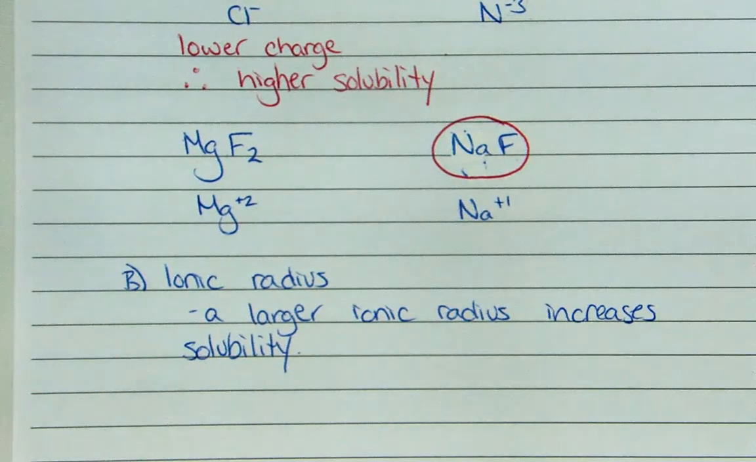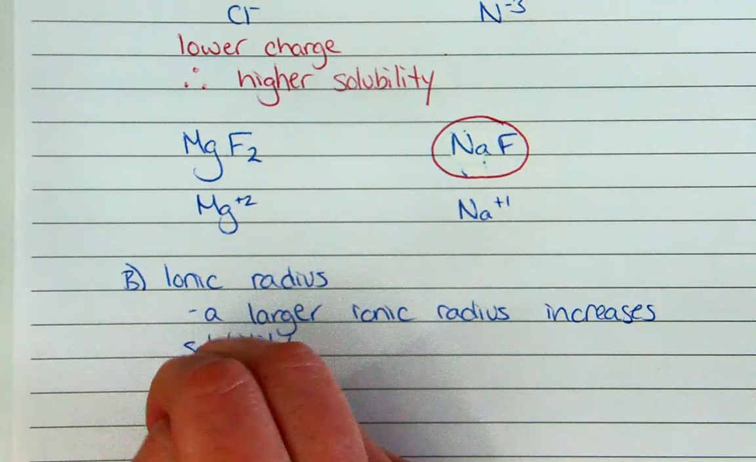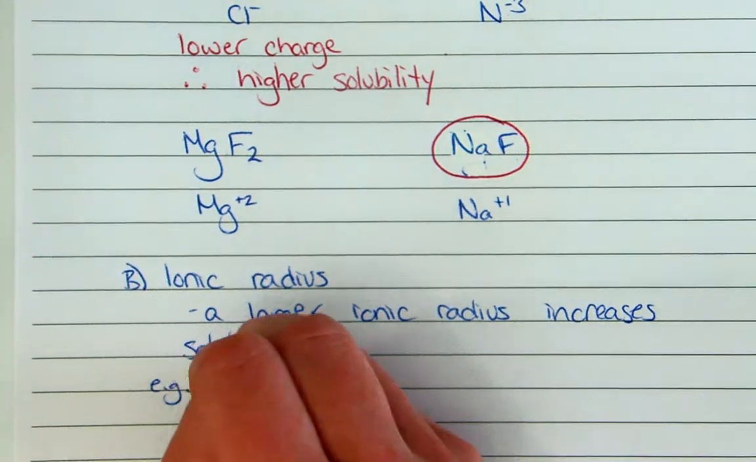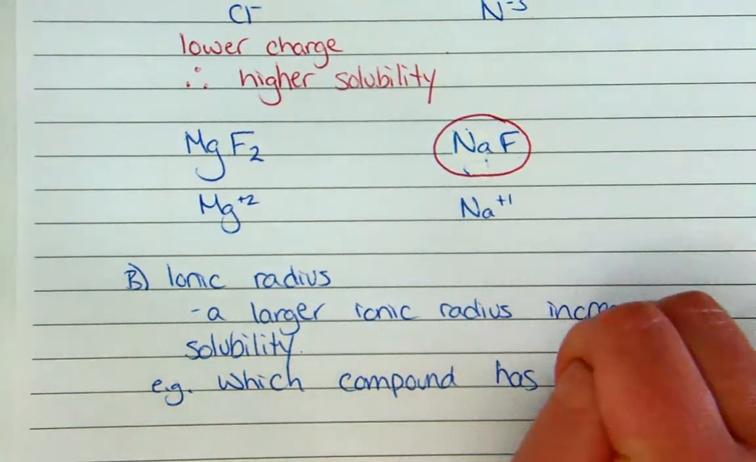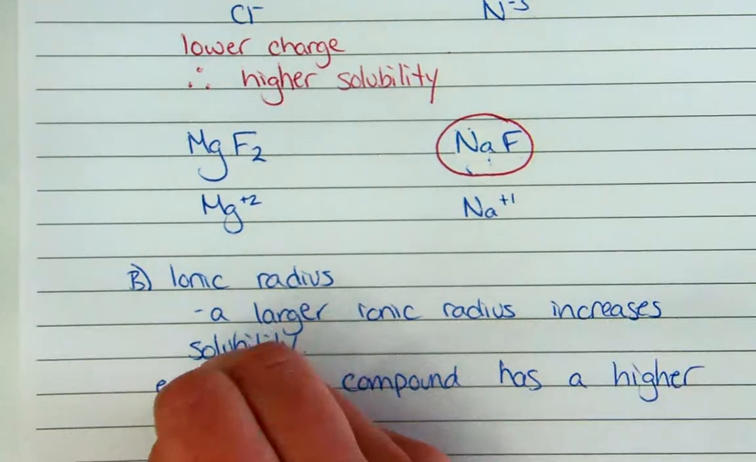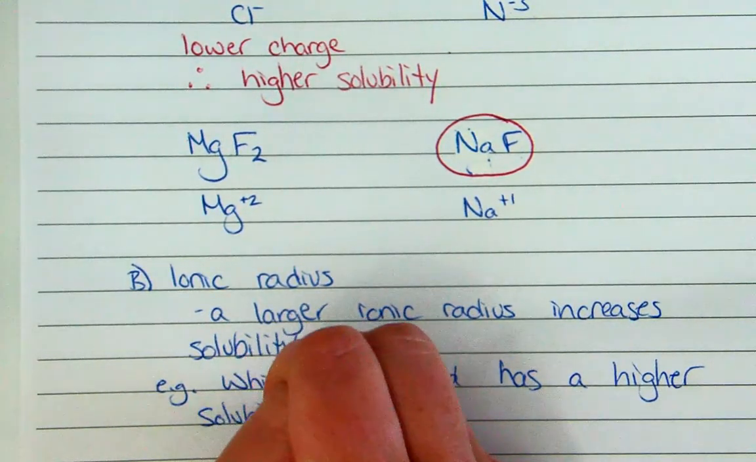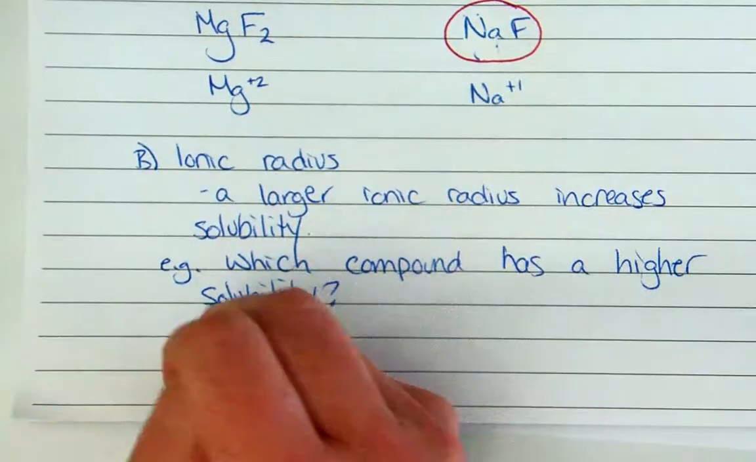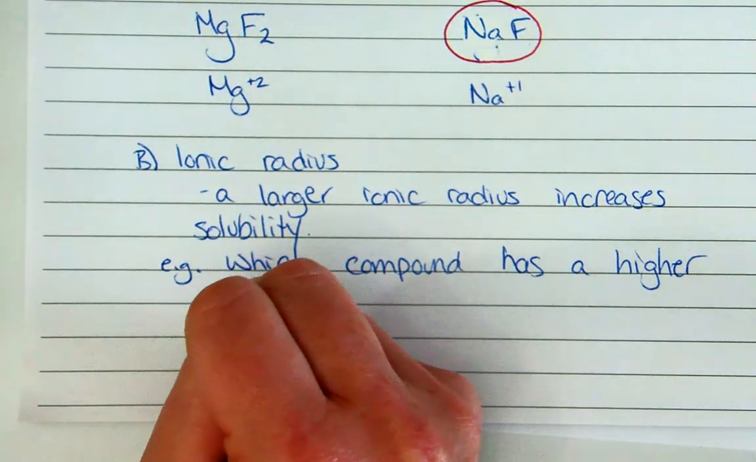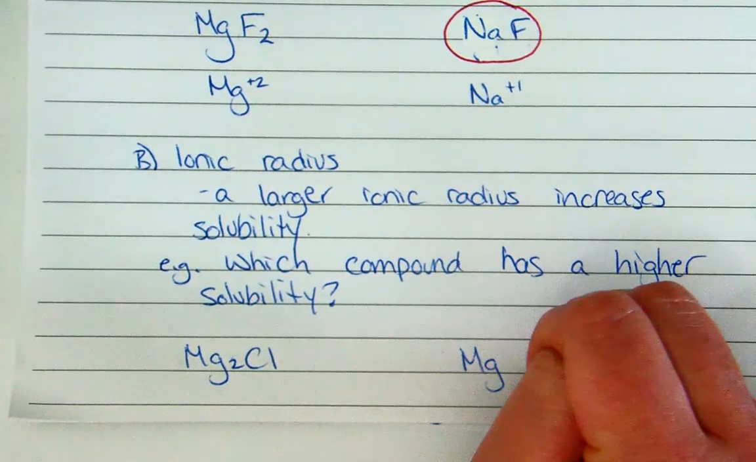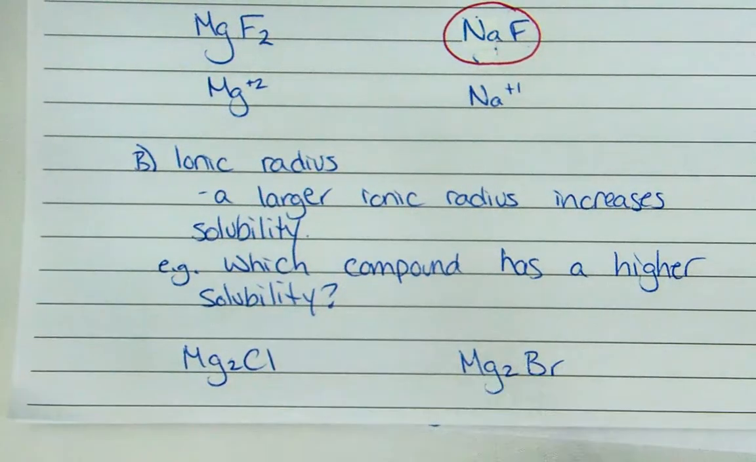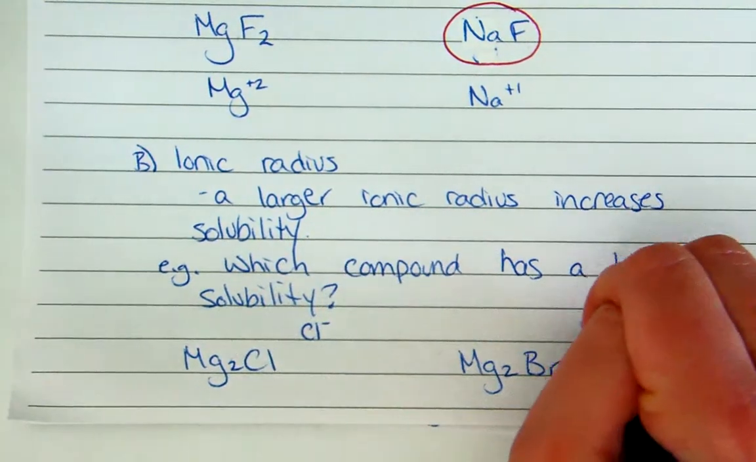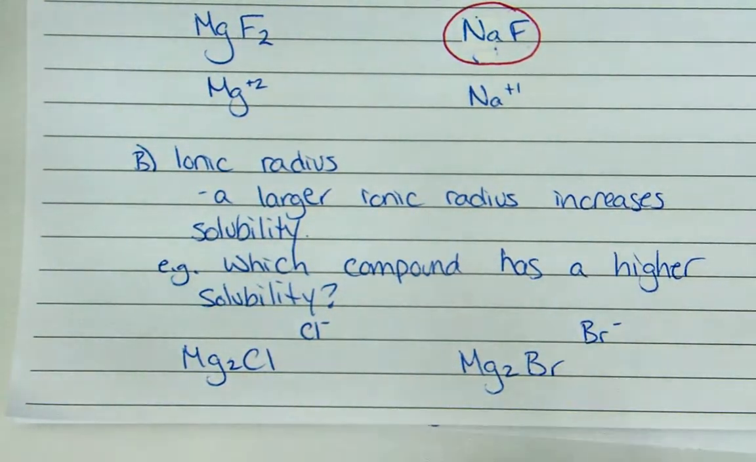Okay, so if we compared some here, for example, which compound has a higher solubility? Let's compare magnesium chloride with magnesium bromide. Now here, we see that they have the same cation. We can't separate that. We see also that both of these anions have the same charge. So we can't compare that.